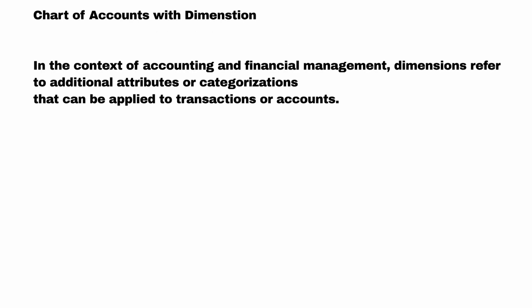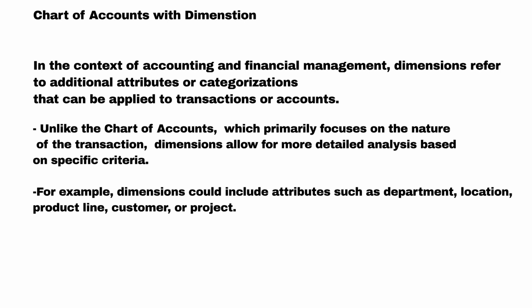Chart of accounts with dimension. In the context of accounting and financial management, dimensions refer to additional attributes or categorizations that can be applied to transactions or accounts. Unlike the chart of accounts, which primarily focuses on the nature of the transaction, dimensions allow for more detailed analysis based on specific criteria. For example, dimensions could include attributes such as department, location, product line, customer, or project.